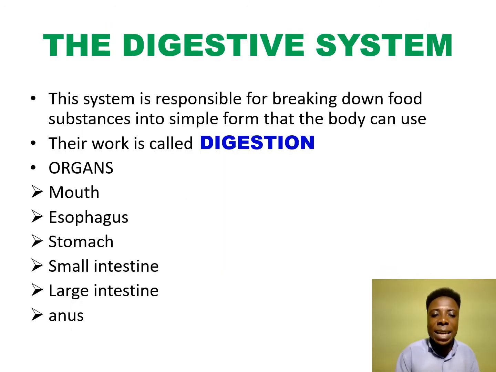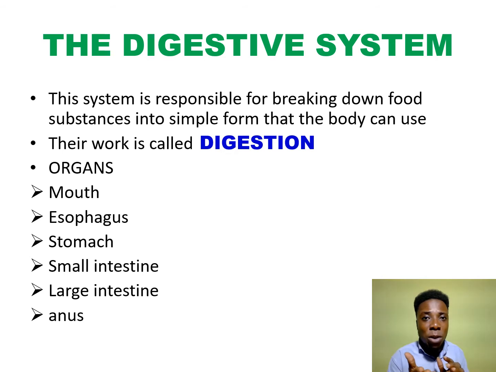Let's go to the second system, the digestive system. The digestive system is responsible for breaking down food substances into a simple form that the body can use. Any food you eat, the function of the digestive system is to break it down into smaller pieces or simple form that the body can use. The body cannot use, sorry to say, the rice, the yam, whatever food you swallowed. It has to break it down into smaller pieces that the body can use. These are the organs that break down the food substances, and the way they do it is what we call digestion.